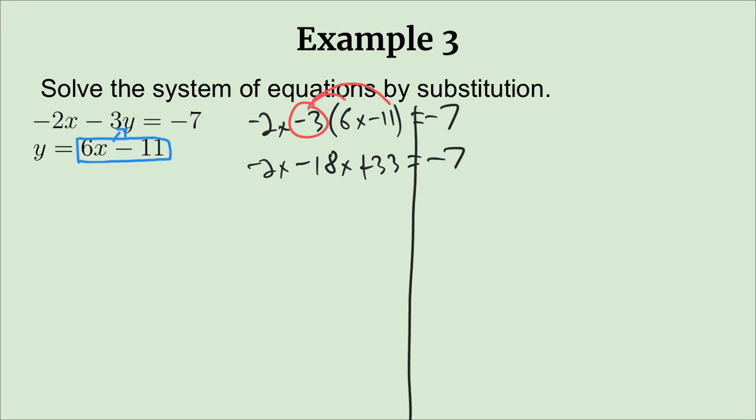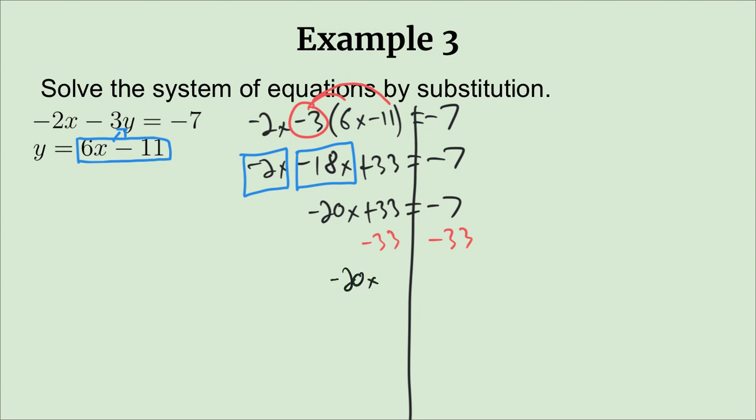The x's are on the same side here, so we can combine like terms. So we'll add these together. Negative 2 minus 18 gets you a negative 20x plus 33 equals negative 7. Subtract 33 from both sides. Then from here, we'll have negative 20x equals negative 40. Divide both sides by negative 20. x equals 2.